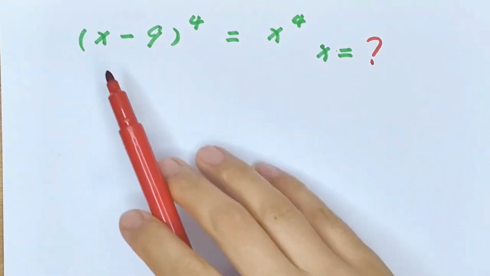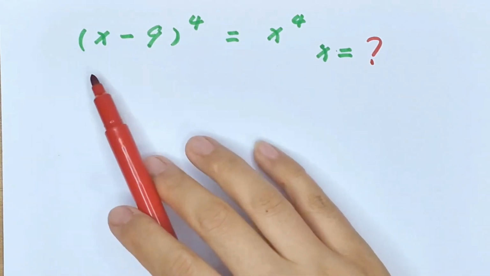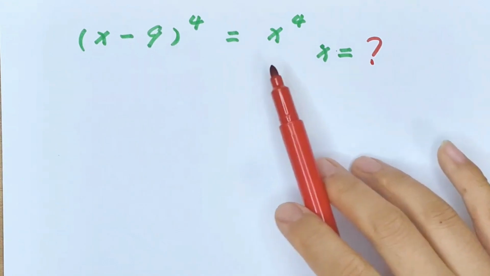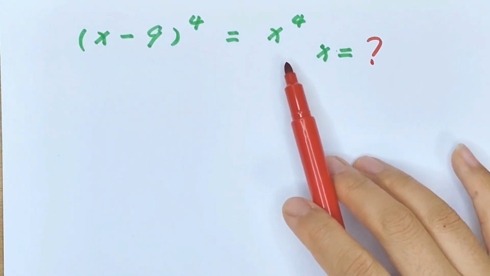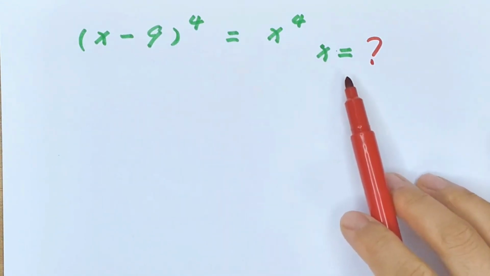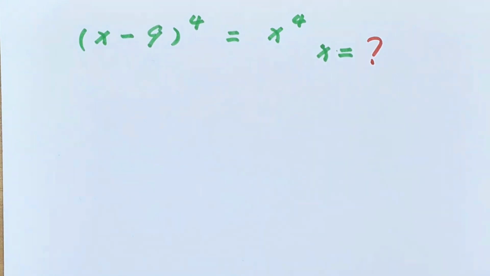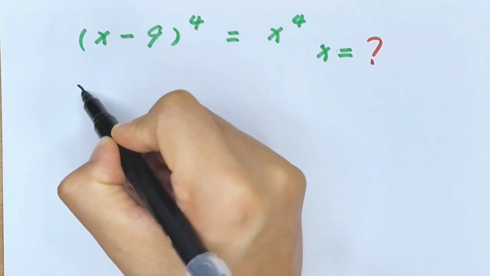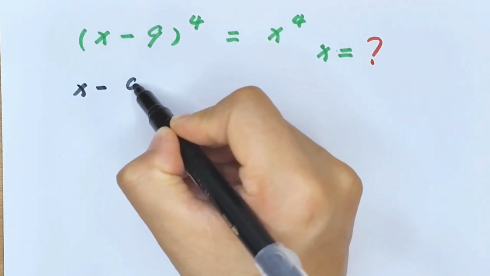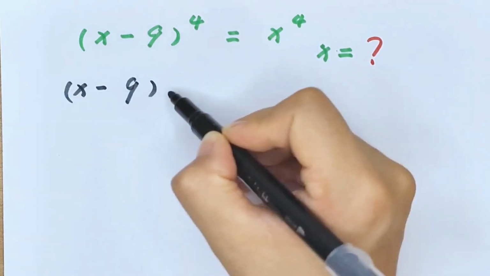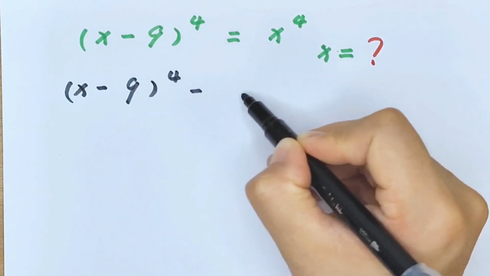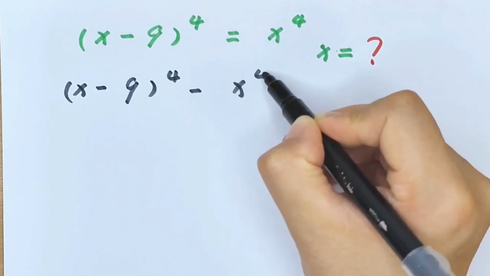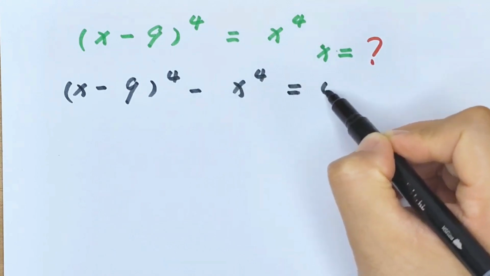How to solve (x minus 9) to the power of 4 equals x to the power of 4. To find the value of x, first we take this to the left side, so (x minus 9) to the power of 4 minus x to the power of 4 equals 0.